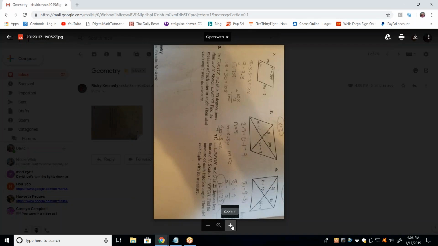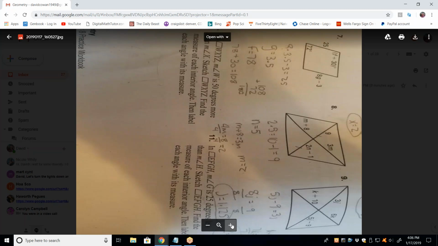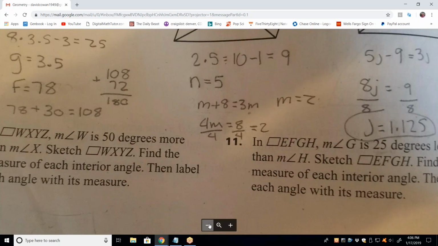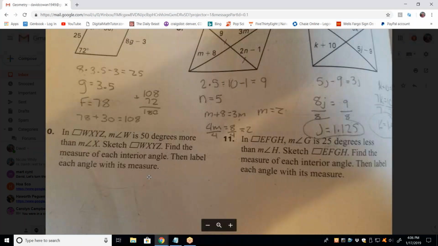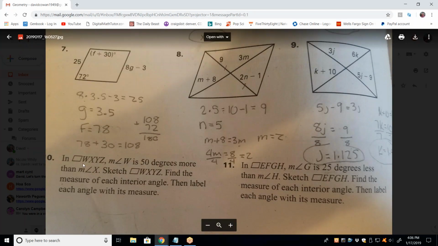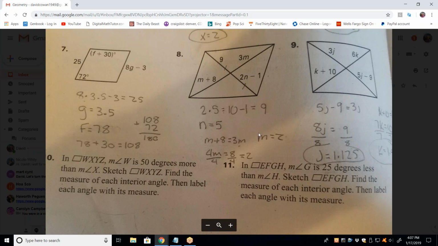Now, there's a little bit of problem here. Let me see if this happens. Ah, there we go. Sometimes you want it rotated. So which one are we looking at? We are looking at number 10. With WXYZ. First of all, that doesn't mean square. That means parallelogram, I believe. Yeah, we're learning about parallelograms right now. WXYZ, yeah, that looks like a parallelogram. Okay. So that is possible.